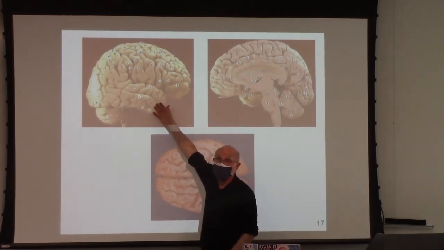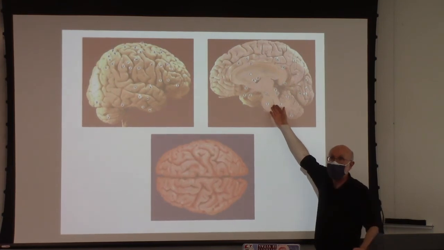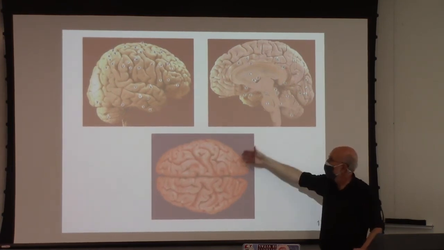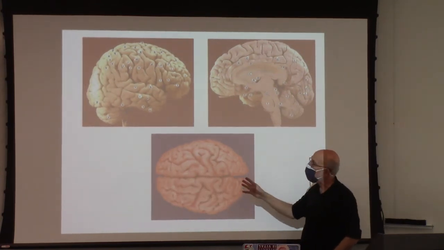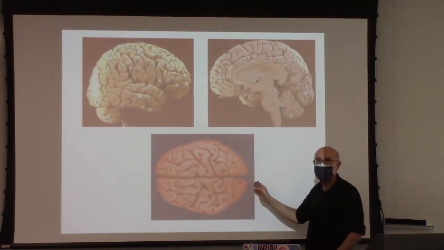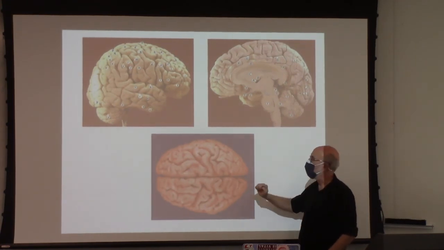Lateral view from the side. Sagittal section, sagittal view. Superior view, looking down on the brain. So this is the front, and this is the back. This is the anterior, posterior, top. Okay, let's look at this piece right here first.